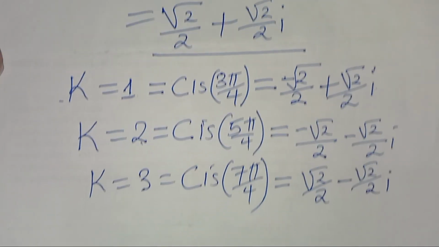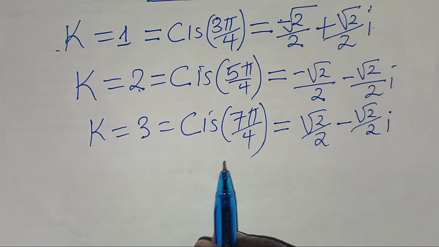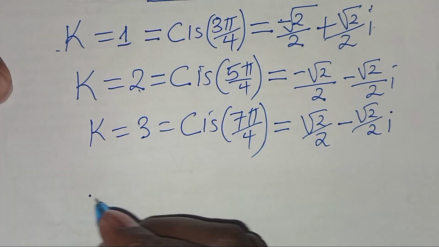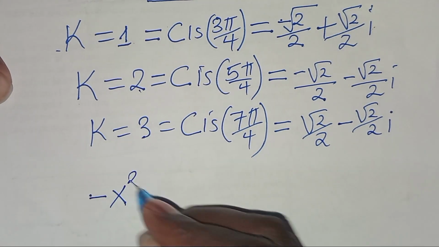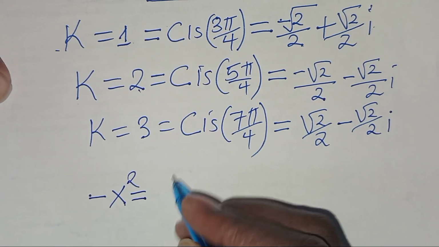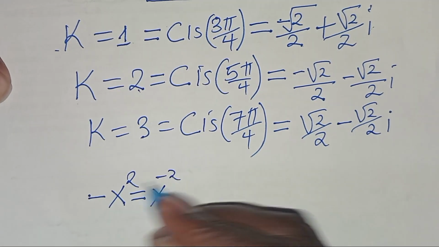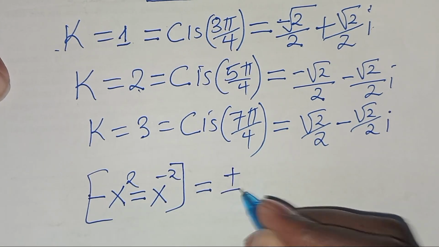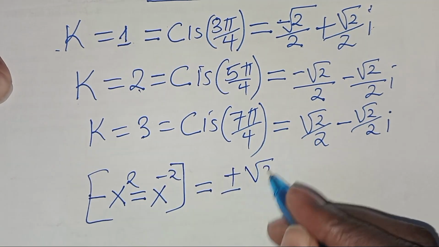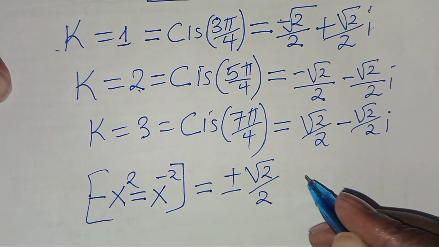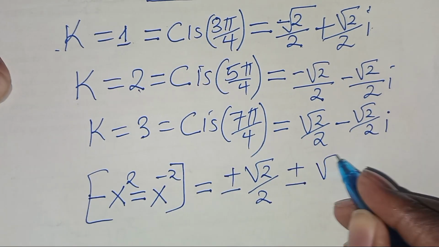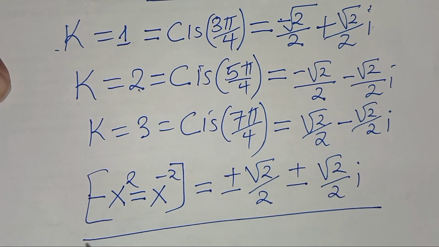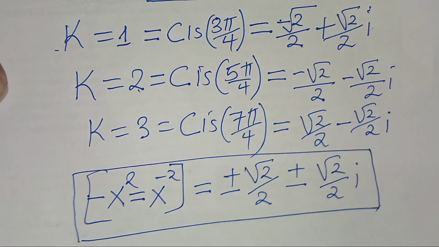So basically, our final solution for negative x squared equal to x to power negative 2 is essentially equal to plus or minus square root of 2 divided by 2 plus or minus square root of 2 divided by 2 i. So this is the solution to our algebra problem.